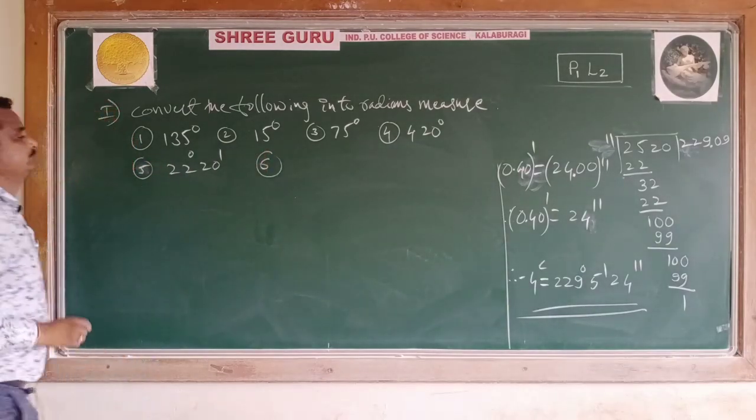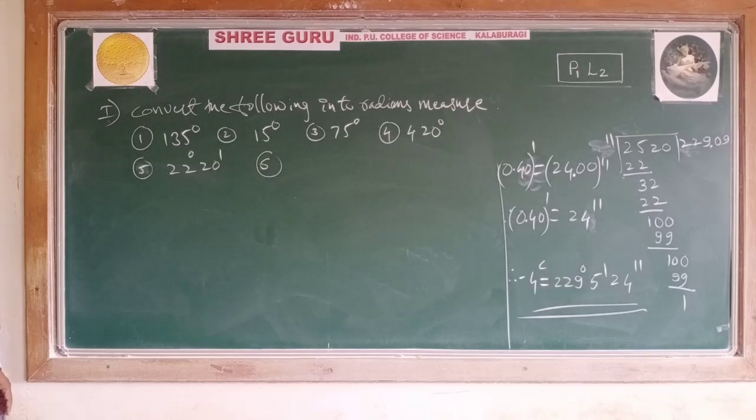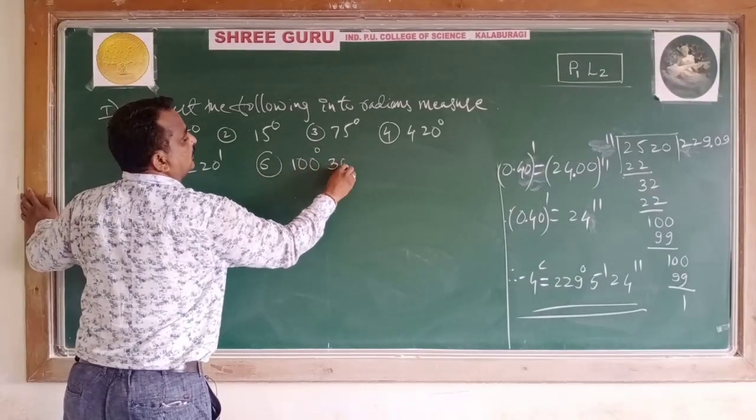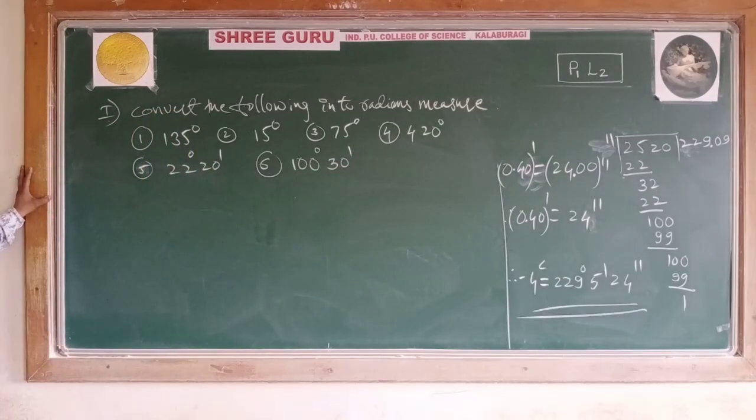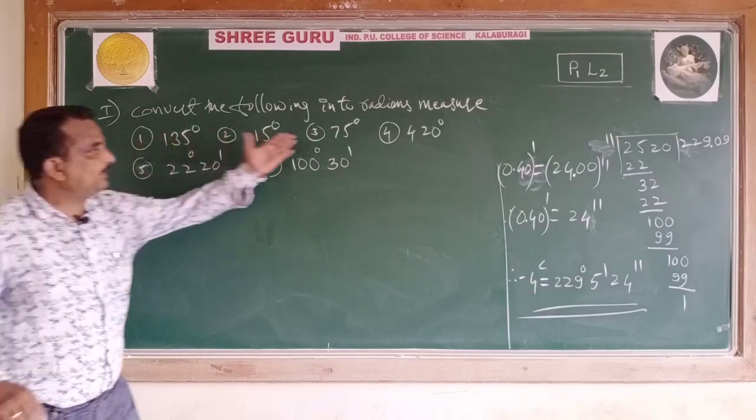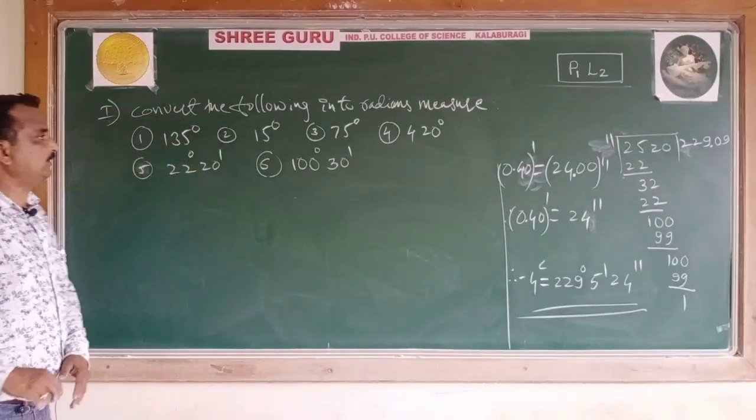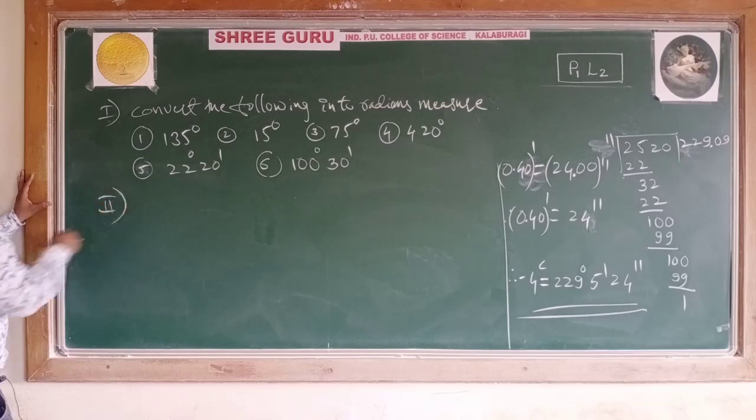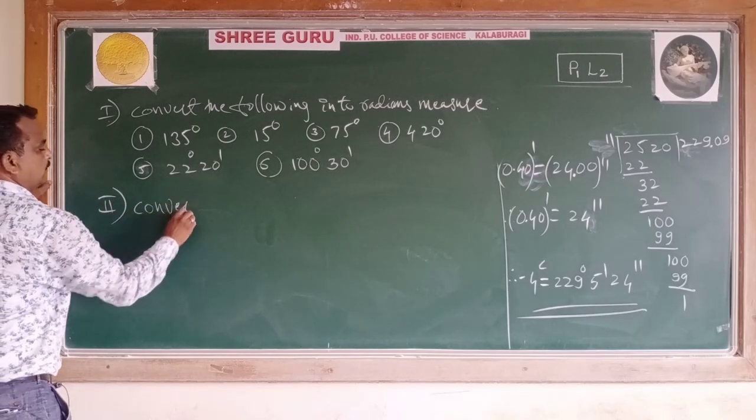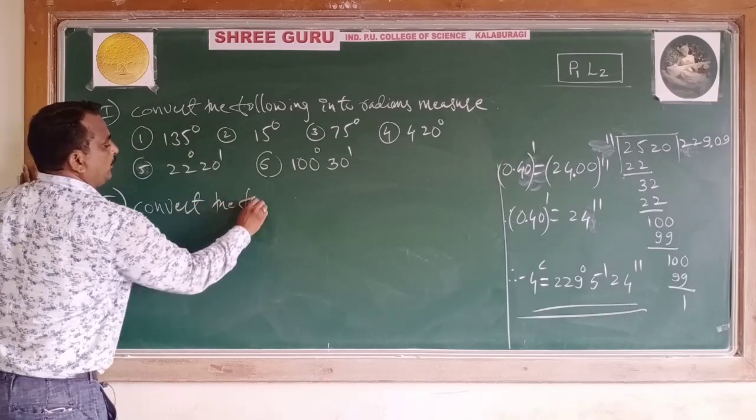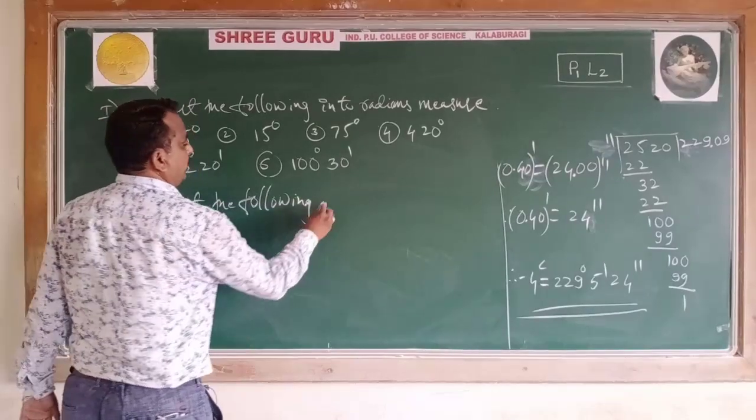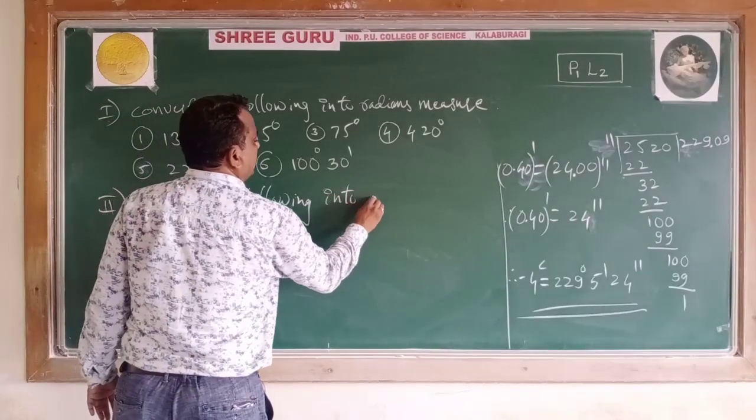And 100 degree 30 minutes. Let us calculate these two also, fractions, and 4 simple examples. Such simple examples you may be asked in the examination, conversion of radian to degree and degree to radian. Now see, students, convert the following, the second type as we have calculated, into degree measure.